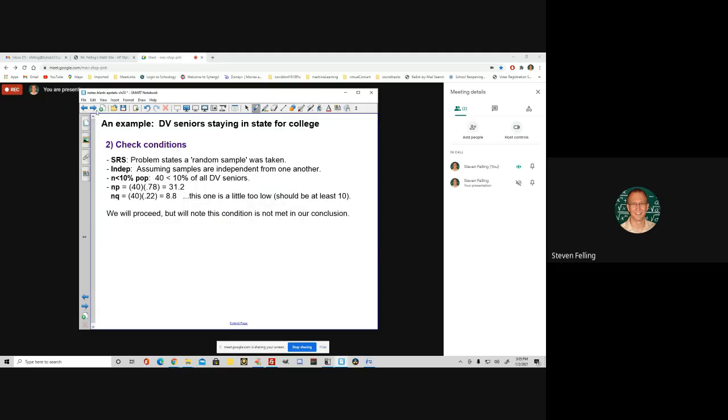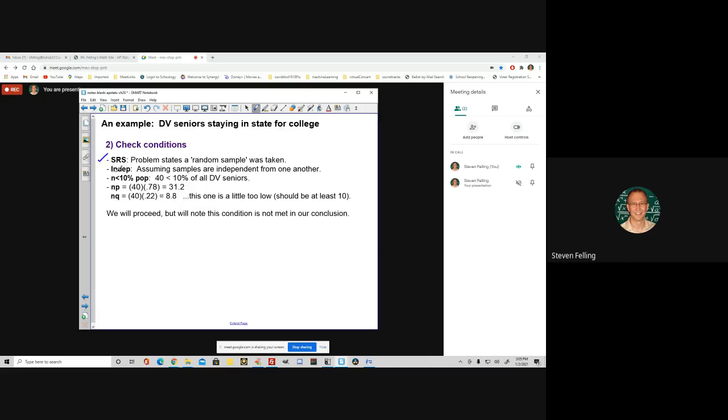All right, the second thing we have to do is check conditions. The reason for this is we're going to calculate the p-value by using a normal distribution. So we have to meet all the criteria for Chapter 18 sampling distributions in order to do this. So the conditions are that we have an SRS, or that we believe we have a sample that's representative of the population. So we would state that the problem says that a random sample was taken, and that's how we would know that that condition's met.